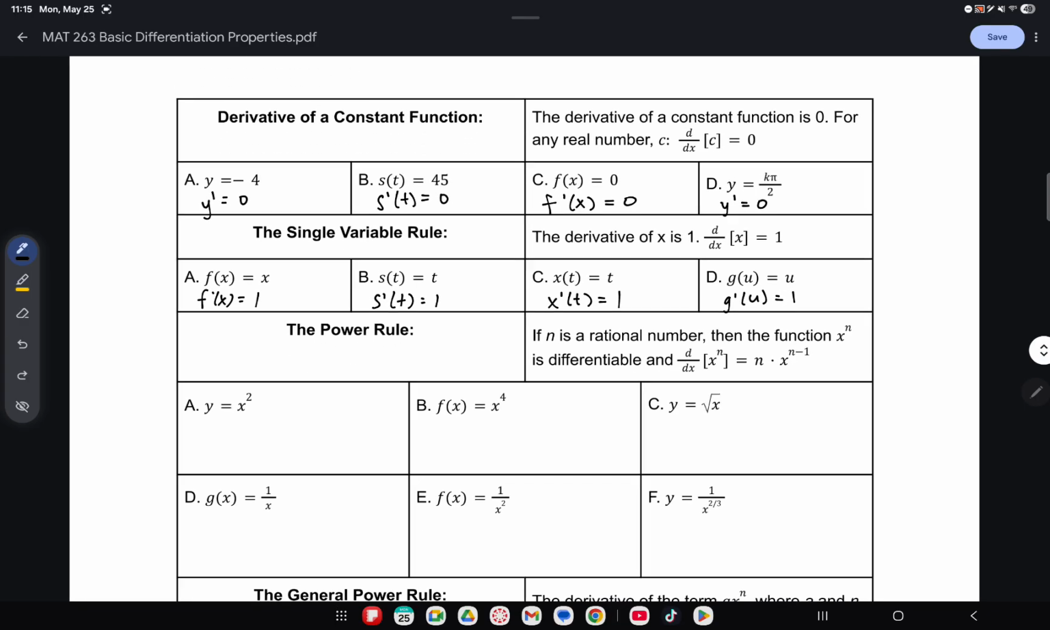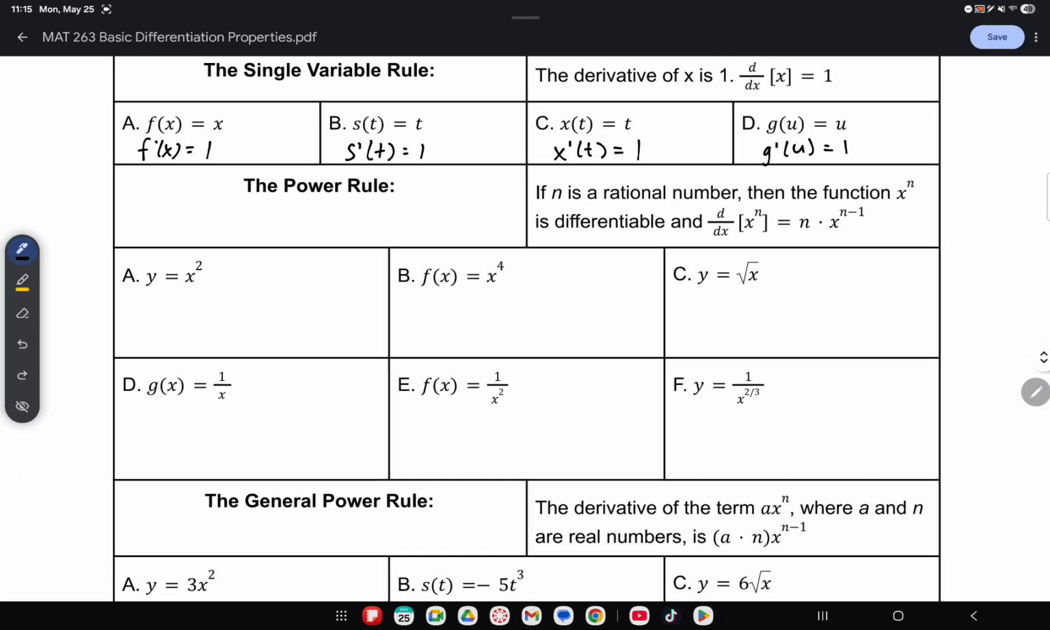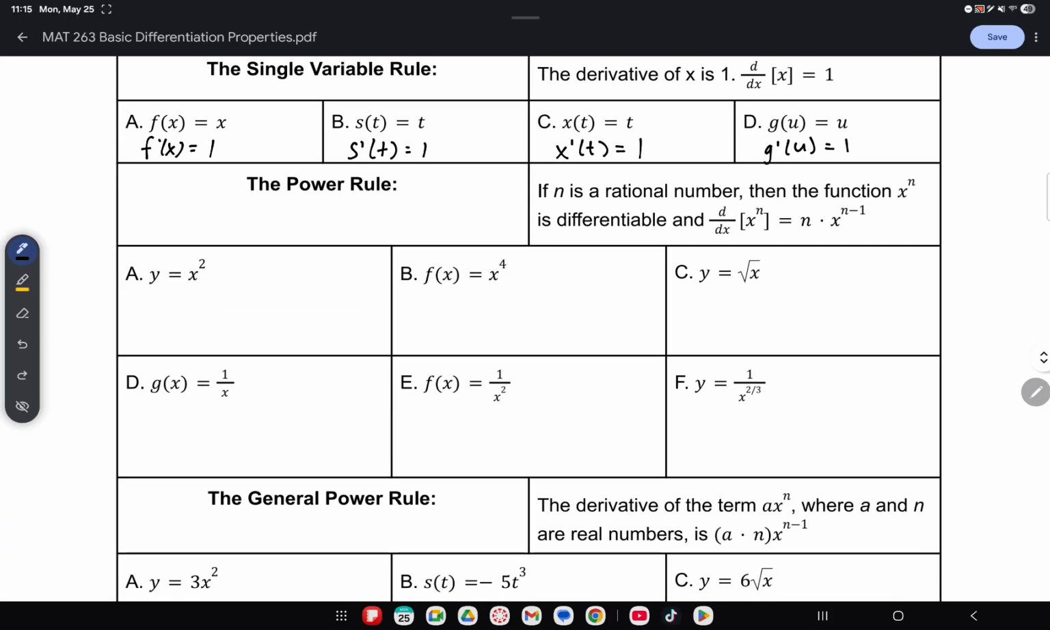The reason that is because of this power rule here. So the power rule: if n is a rational number, then the function x to the n is differentiable, and the derivative is n times x to the n minus 1. So if I use this first one, we got y equals x squared. If I do the derivative, y prime, I take that exponent, pull it out front, and then I have to subtract 1 from the power. So 2 minus 1 is 1, and we usually don't write the 1.